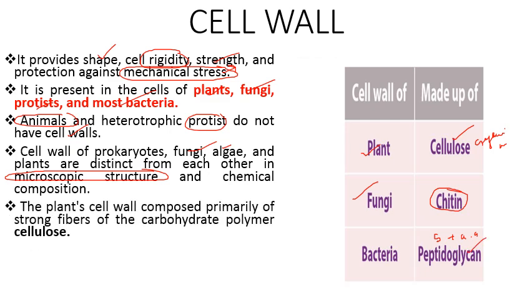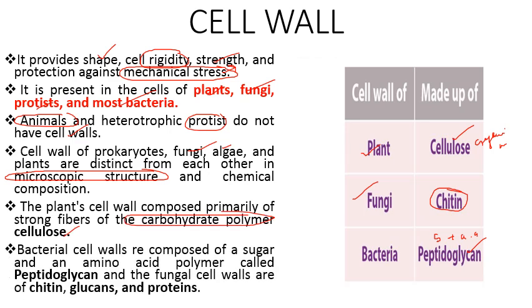So the plant cell wall is composed primarily of strong fibers of carbohydrate polymer. Carbohydrate polymer में है नाम cellulose, cellulose से बनी होती है. और जो बैक्टीरियल सेल वॉल है वो बनी होती है शुगर और अमाइनो एसिड से, जिसके पॉलीमर को कहा जाता है पेप्टाइडोग्लाइकेन. And fungal cell wall is made of chitin, glucans and proteins. So the chemical composition of the cell wall in these different groups is different.